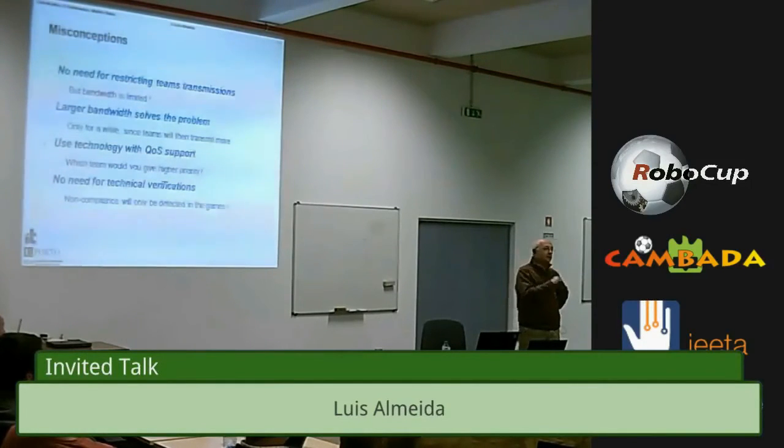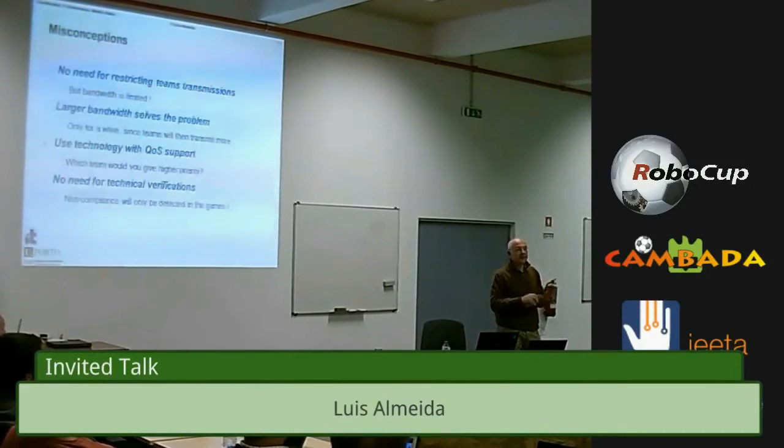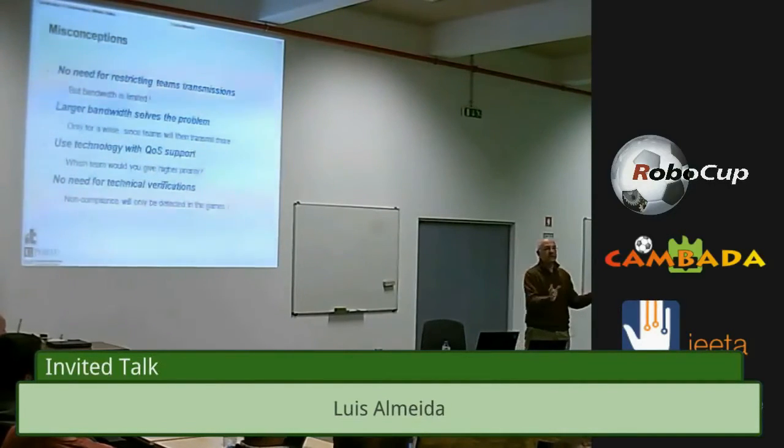When we were using B and we started using A, oh, it's a highway. We can send everything. Big bandwidth, right? Wait, it's just a couple of years and everybody will be using everything they have. And so we are back to the same problem. Every time we have more resources, soon after we start using those, we are going to use everything that we have. It's always the same. So, use technology with QoS support.